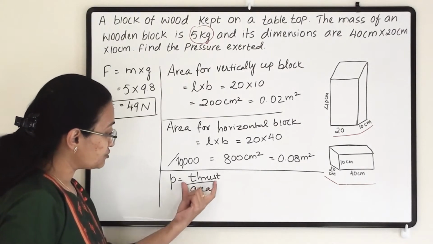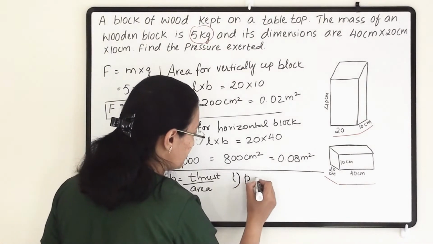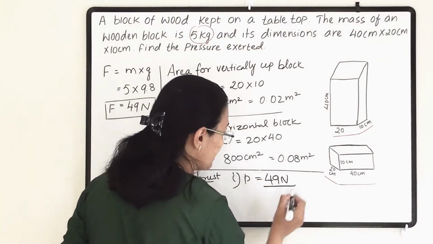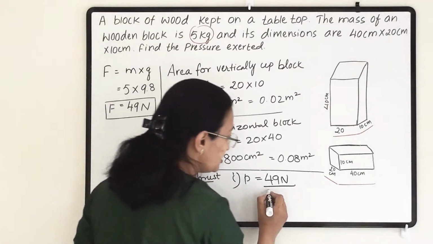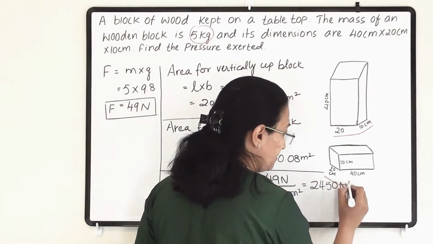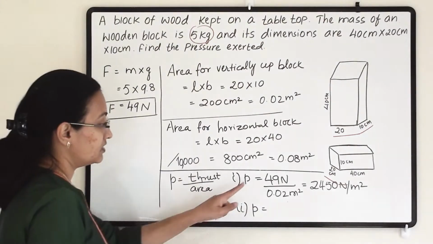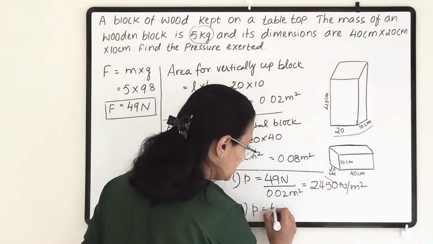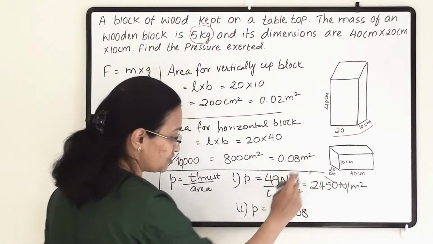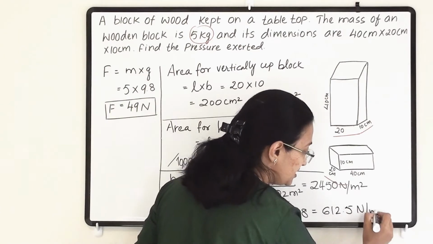Now pressure equals thrust divided by area. For the first situation, thrust is 49 Newton divided by the area, which is 0.02 meter square. So the answer is 2450 Newton per meter square. Now pressure for the second situation. Thrust will remain constant, so 49 divided by 0.08, because this is for the second situation. The answer we get is 612.5 Newton per meter square.